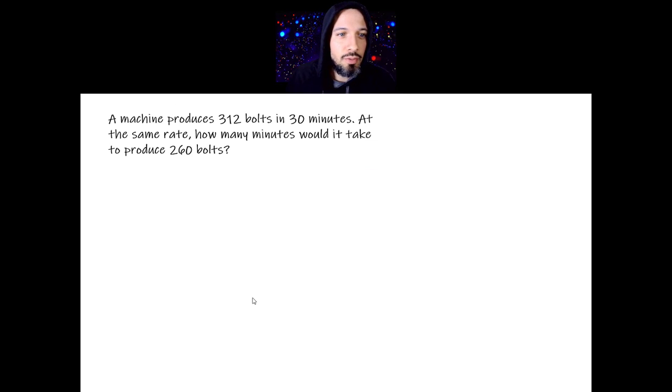Let's look at one more example. The reason I'm bringing up this example is because the numbers are bigger, so it's harder to find a common denominator, similar to what I did in the other problem. But I'm going to show you it's pretty much the same idea still. In this example, you can see that a machine produces 312 bolts in 30 minutes.